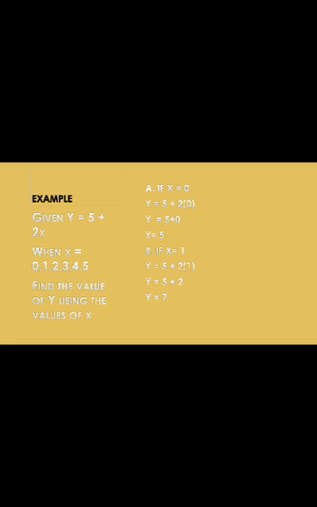Given y equals 5 plus 2x, when the value of x is given as 0, 1, 2, 3, 4, 5, if you are required to find the value of y using the value of x, how do you go about that? For instance, assuming the value of x is 0, then y equals 5 plus 2 into bracket the value of x given to us in the question. That is 2 into bracket 0. Then we have y equals 5 plus 0. The value of y will be 5.